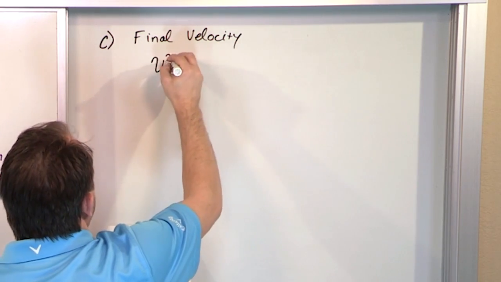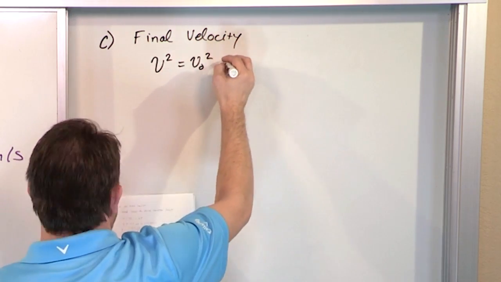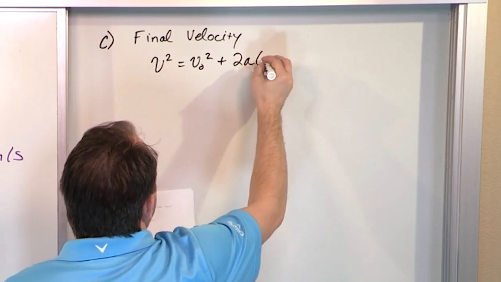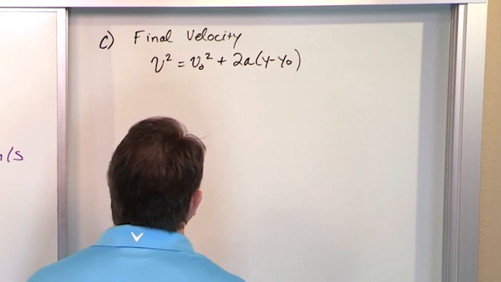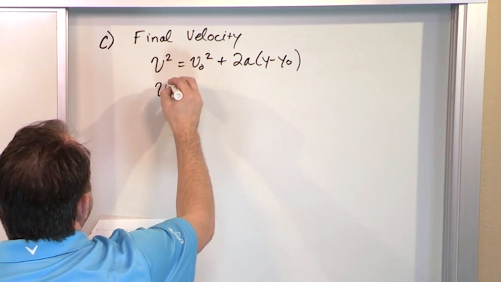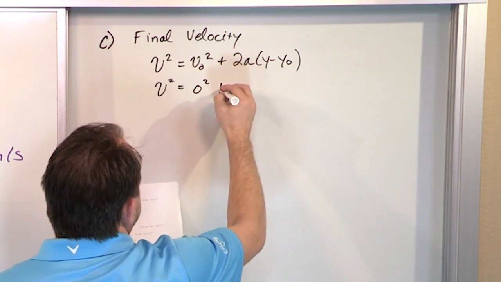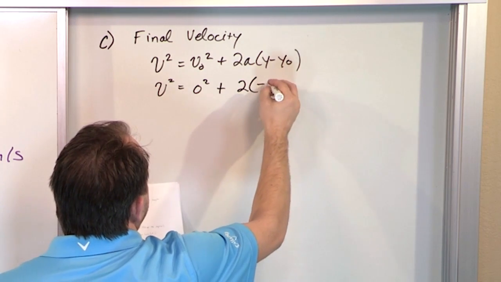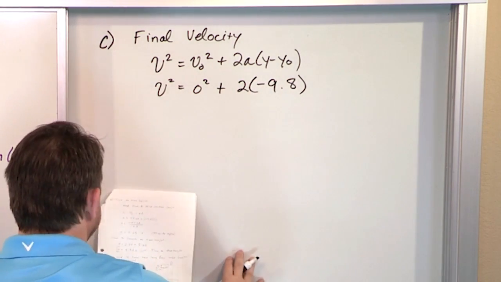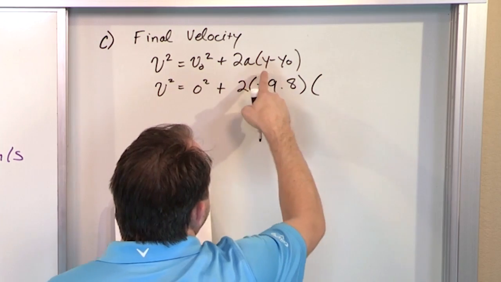And that's going to be v squared is v naught squared plus 2 times a times (y minus y naught). All right, so the final velocity is going to be the initial velocity. We're dropping it from a height, so it doesn't have any velocity. 2 times negative 9.8 because we have gravity acting on this thing. And then what did we put in for these?